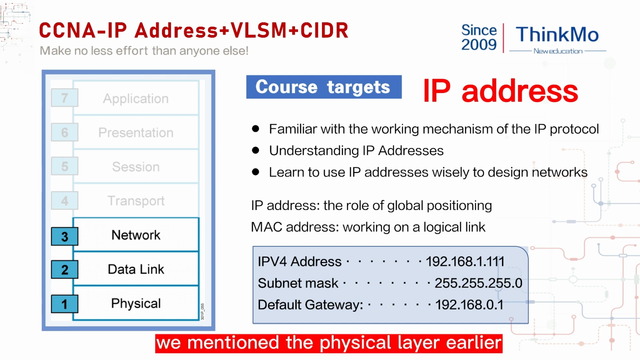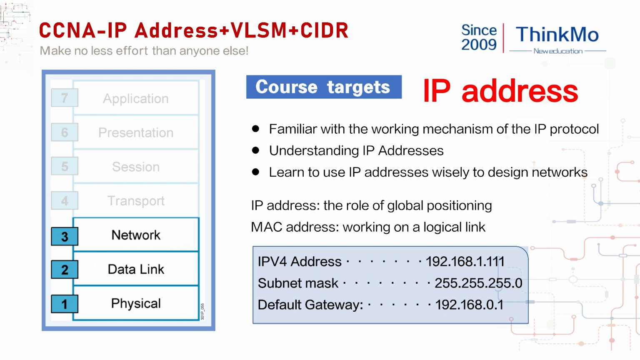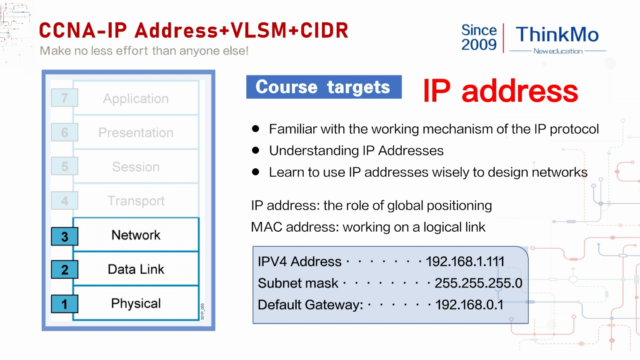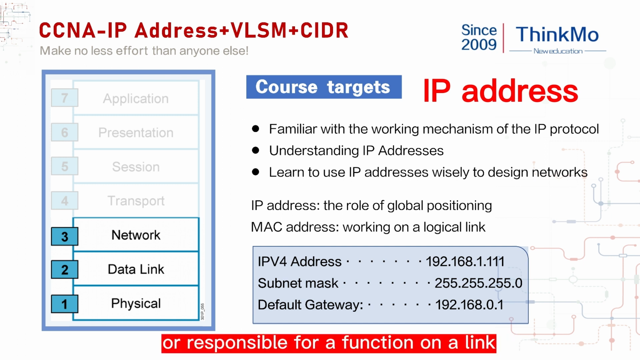Before we start class, let's review the main functions responsible for each layer mentioned in the previous lesson. We mentioned the physical layer, for example a transmission medium used to connect physical devices, so that the connection of the devices can be formed and signals passed inside. The data link layer is more responsible for the content on a link, or a function on a link. Then after reaching the network layer, we open up our eyes.